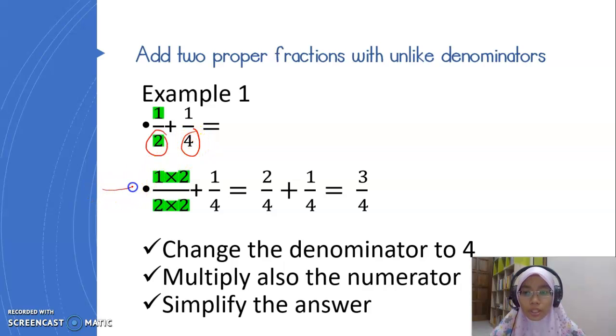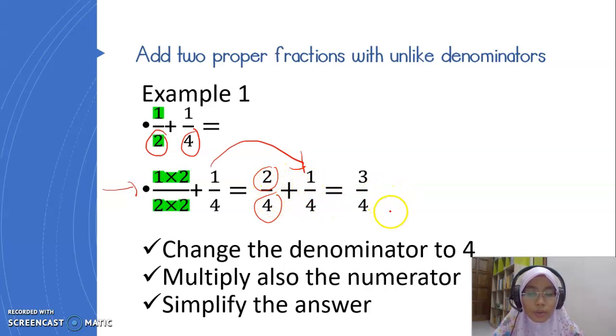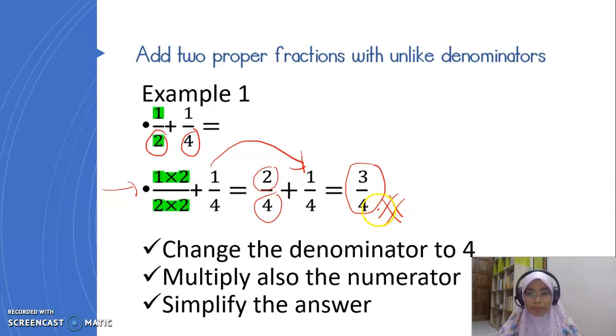How you want to change it? You must use multiplication. So 1 times 1 multiply with 2, we get 2. 2 multiply with 2, we get 4. And then we copy back the question. So 2 over 4 plus 1 over 4 equal 3 over 4. This number you don't have to simplify because it's already simplified. Next question.